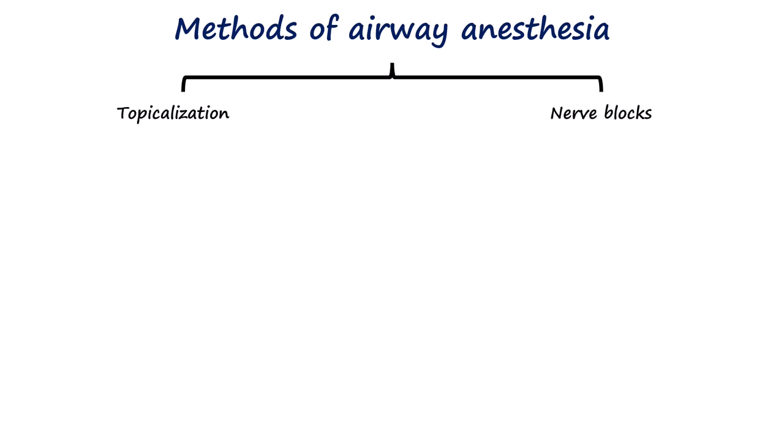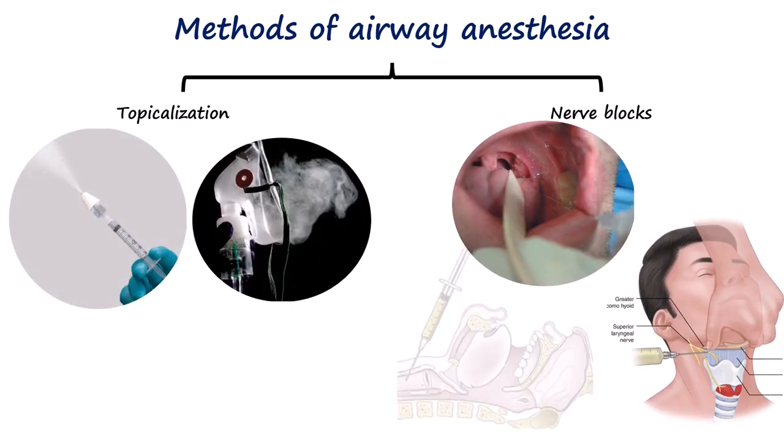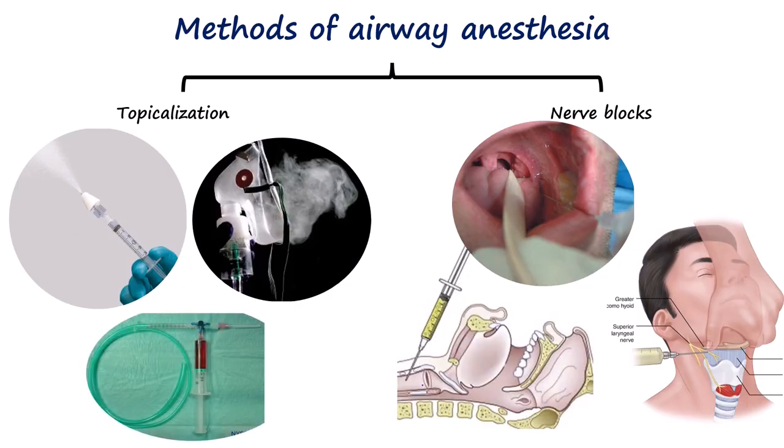Broadly, there are two methods that can be used. The first one is non-invasive, where we apply local anesthetics to the mucosa of the airway. This is called topicalization. The other one is the regional or nerve block techniques, where local anesthetic is injected close to the nerves. We'll look at them separately, but remember they often complement each other and can be used together. And since topical anesthesia is the most common method, we'll discuss it in this video.